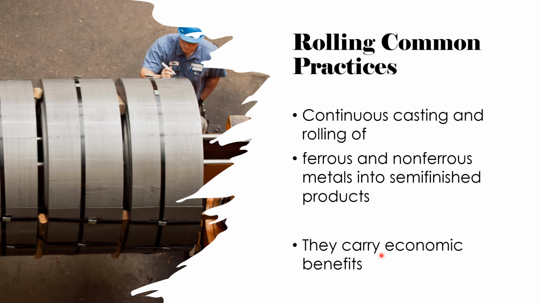Common practices: continuous casting and rolling. So we deal with ferrous and non-ferrous metals, and we make semi-finished products because they're very economical. So these are all common practices making semi-finished products. And we do continuous casting and rolling, continuous. Don't forget it.